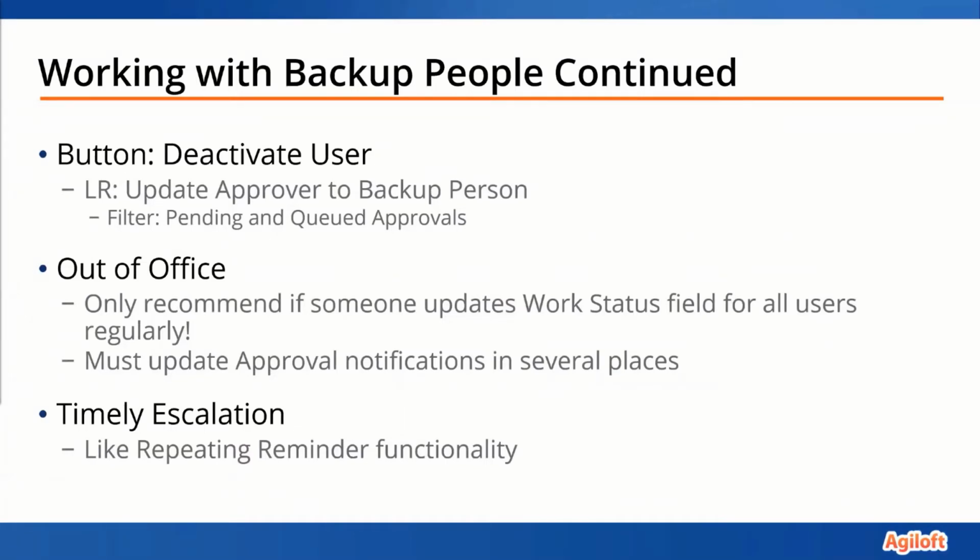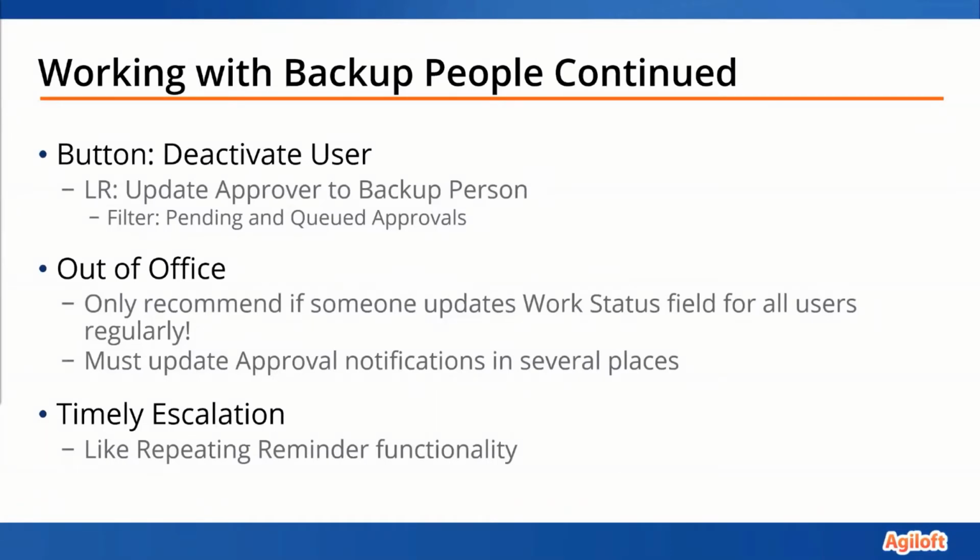Finally, a timely escalation is extremely similar to the repeating reminder functionality we already built out. That's simply adding a date field to the approval records, updating it the same way that you update the date to send the next reminder, and then either reassigning the approval record or simply sending out a notification with a time-based rule. This is extremely similar to functionality that we have already set up.